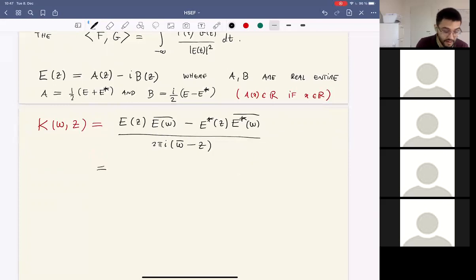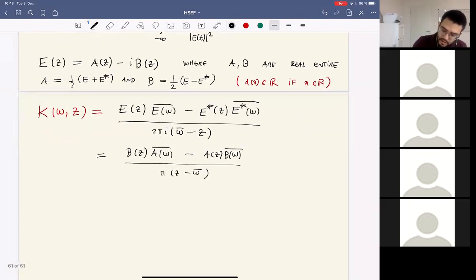You will just have to memorize this kernel. And the other way is when you write E as A minus iB, and you realize if you take star in the function E, you just change this minus here by plus. That would be E star, just put the plus here. And then if you work through the computations, you will get the function B(z)E(w bar) minus A(z)B(w bar), divided by pi(z minus w bar).